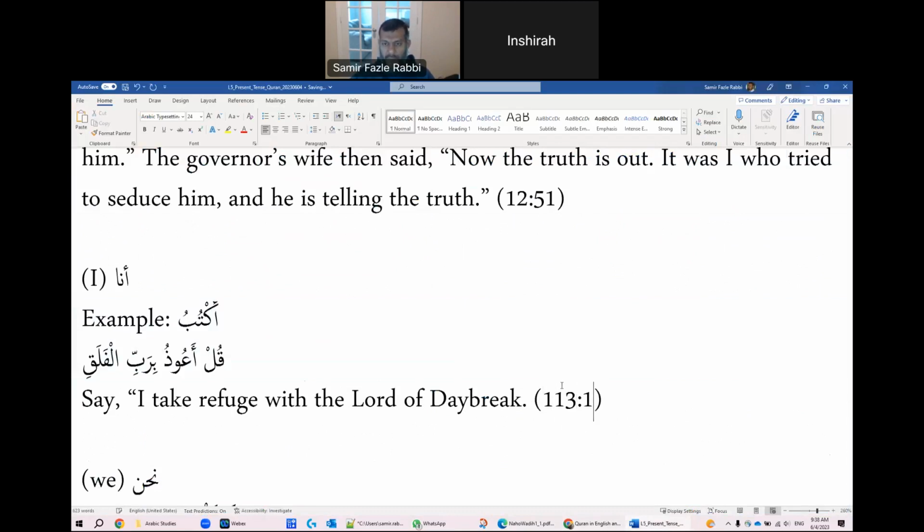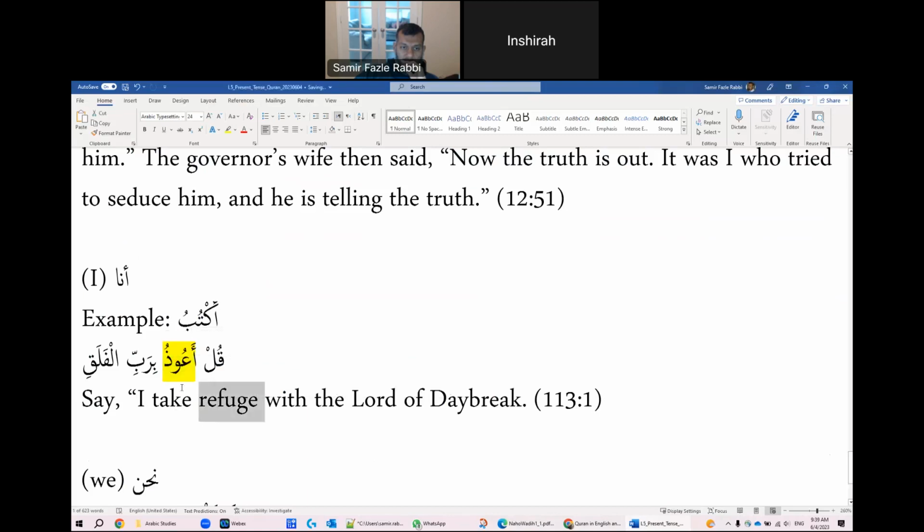And the examples. Qul a'udhu bi-rabbil-falaq: "I seek refuge in the Lord of the daybreak." So the verb would be a'udhu. Yes, very good.